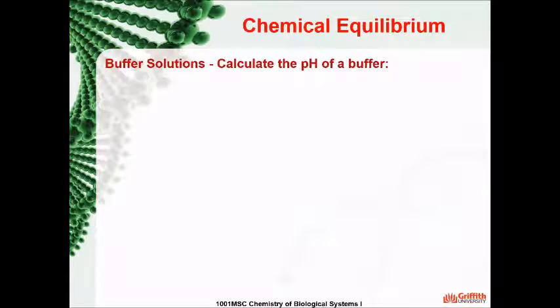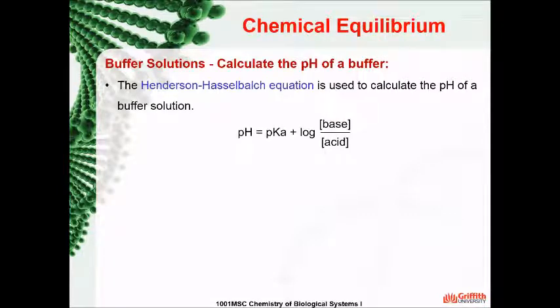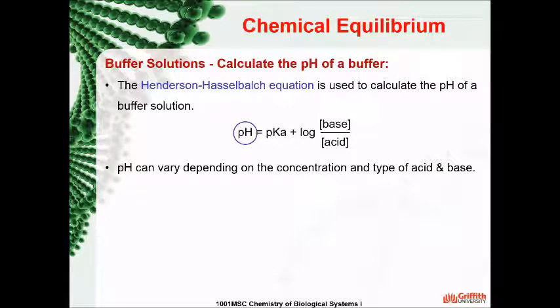To calculate the pH of a buffer solution, we use the Henderson-Hasselbalch equation. pH equals pKa plus log of the base divided by the acid. There are 4 variables in this equation. pH can vary depending on the concentration and type of acid and base.